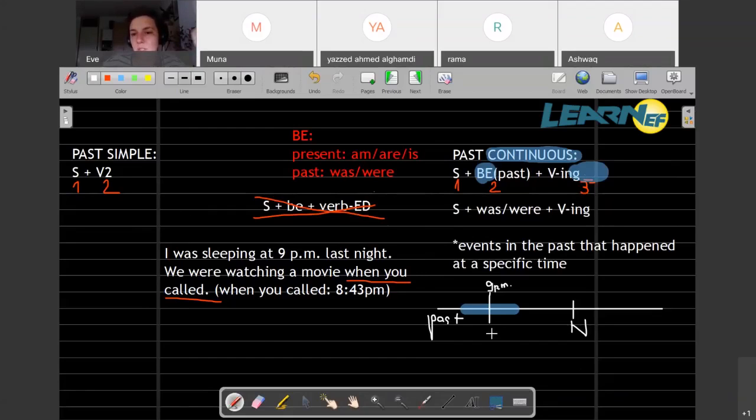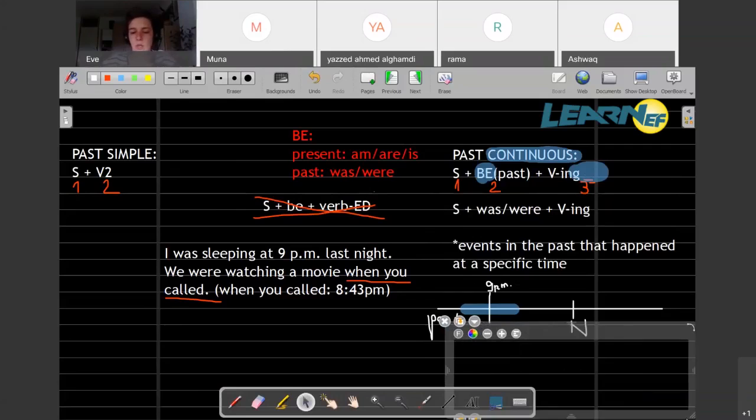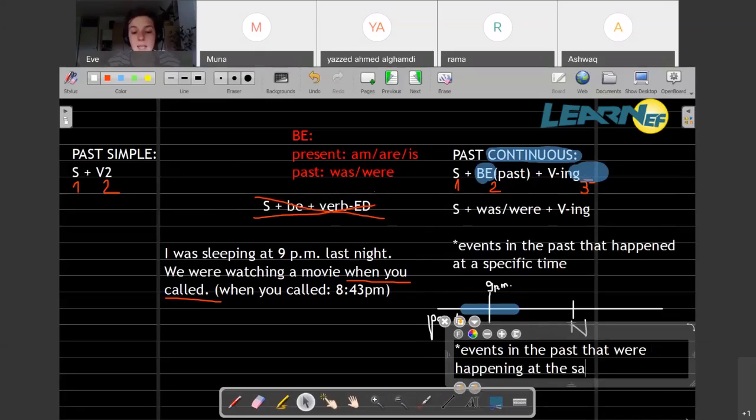Are there any questions? No. So the difference is, past simple is just past, yesterday, sometime. Past continuous at a specific time. Okay? Another thing that is crucial, and it's a difference between past simple and past continuous, is past continuous talks about events in the past that were happening at the same time. If you remember, past simple talks about one after the other.